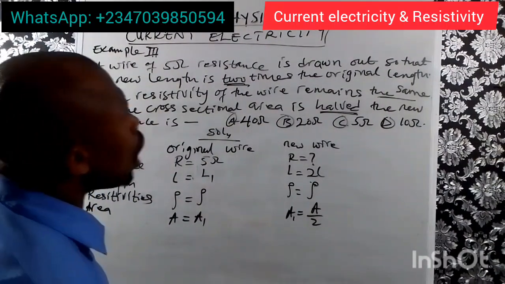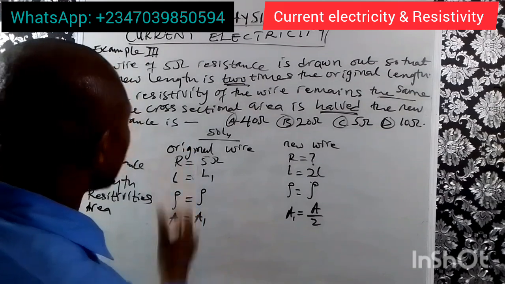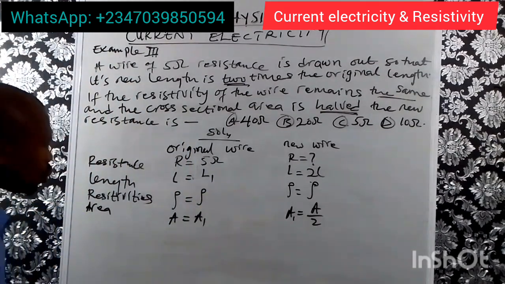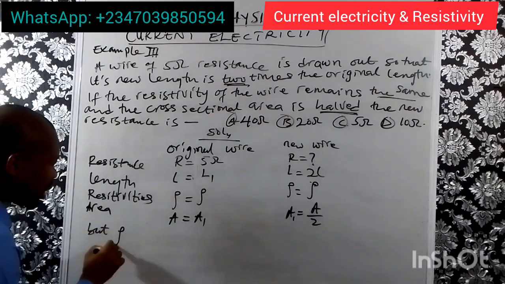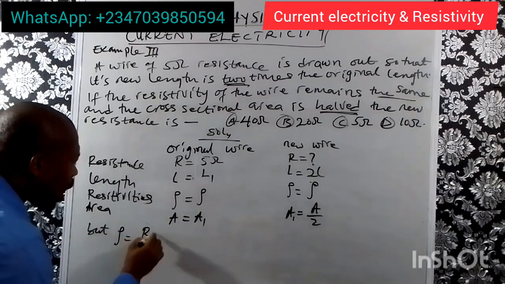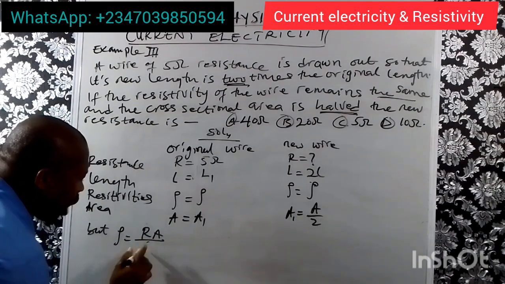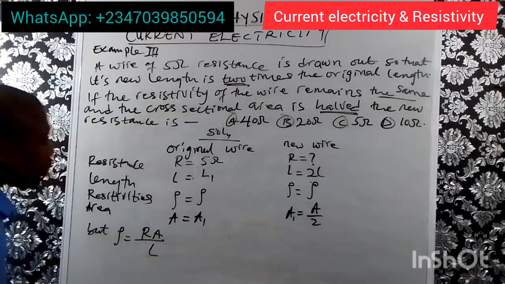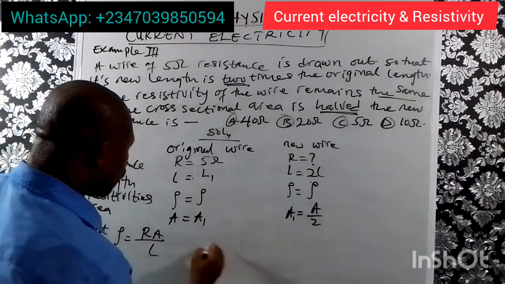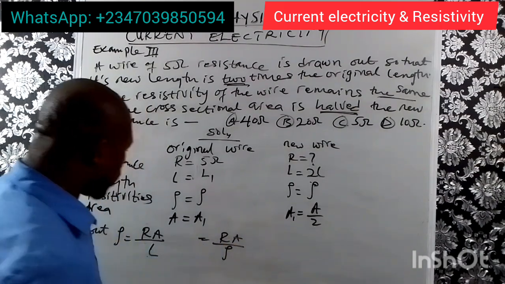Now, what do we have here? I think we are done with this. Now, what do we do? Solution. We say resistivity rho is equal to RA all over L. Which will give us, for this one, RA all over L.